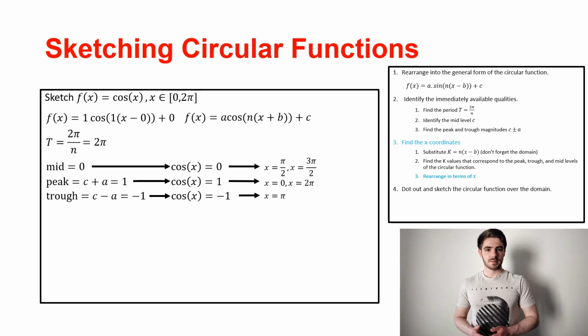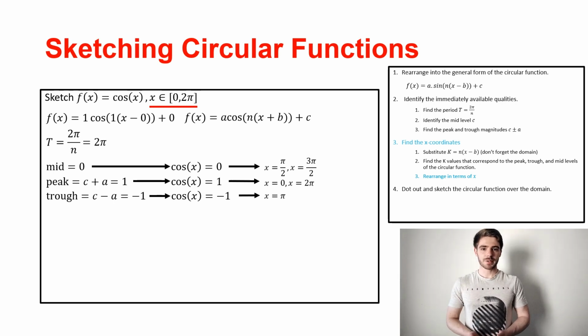We're going to skip the third step because it only applies if the circular function is a composite function. Now that we have our solutions, it's a good idea to double check the domain. Our domain is from 0 to 2 pi, and so are our solutions. So we're good here. Now we actually have all the information we need to sketch our graph. Let's give it a shot.